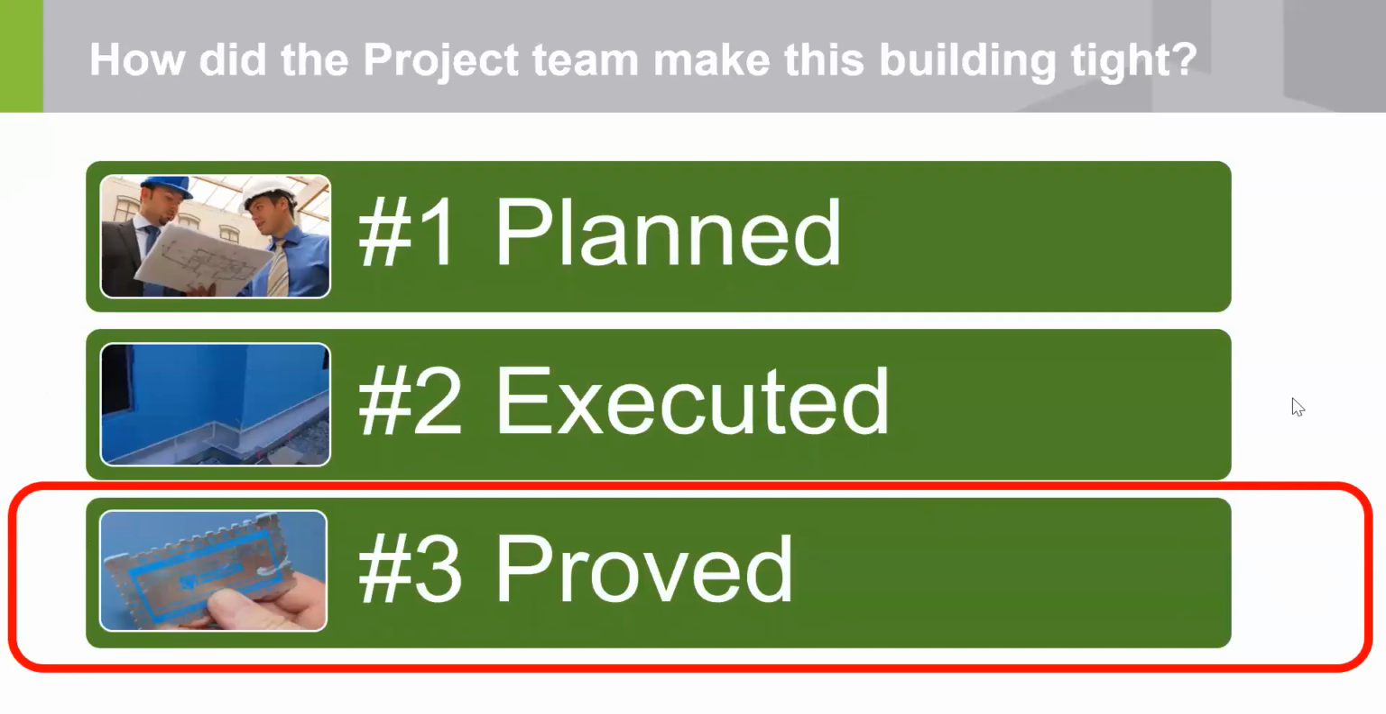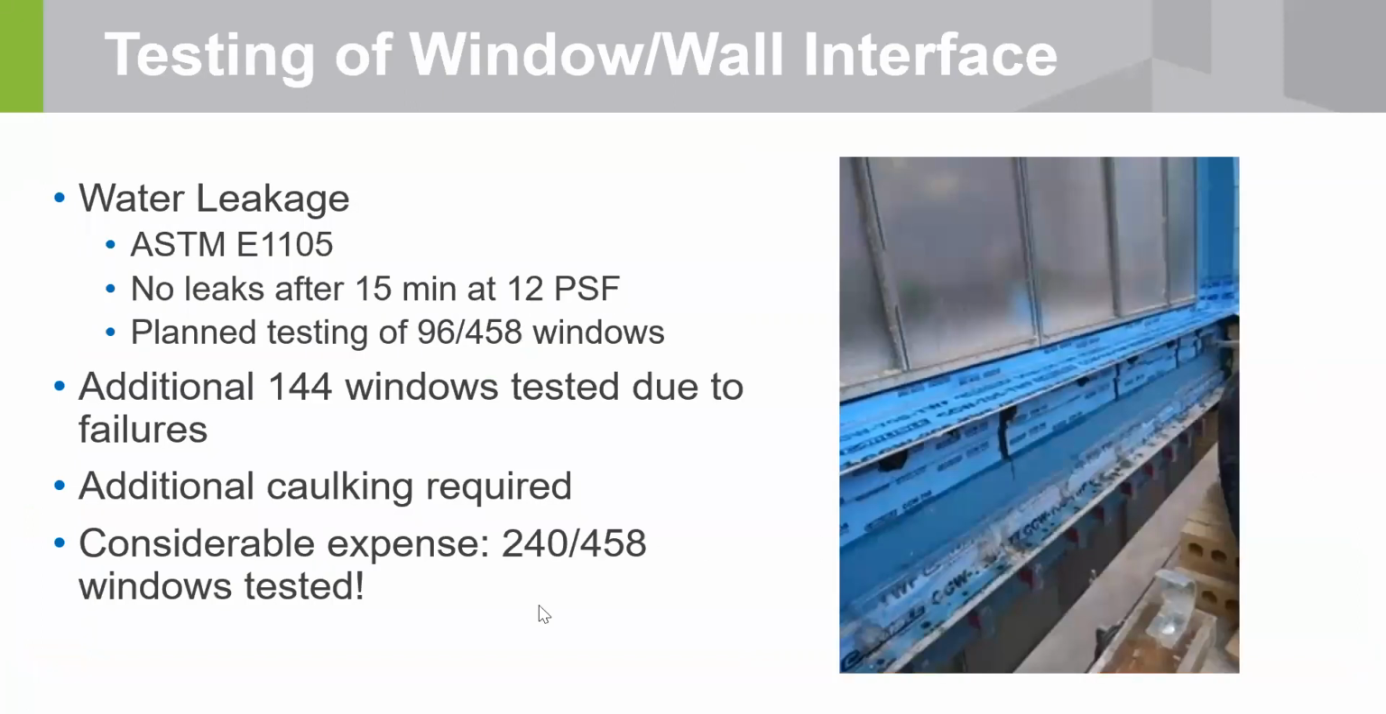So I'm getting to the testing part, which I'm leading into. There were a number of tests done, not just the whole building test, to prove that this installation was tight. The water leakage test, ASTM E1105, had acceptance criteria on this job of no leaks after 15 minutes at 12 PSF. 12 PSF is a hurricane force wind, I think around 90 or 100 miles an hour.